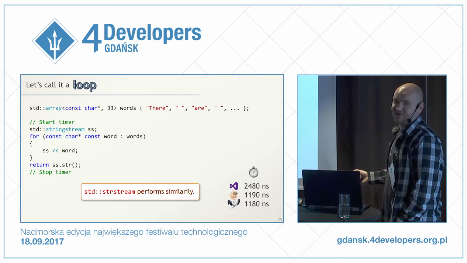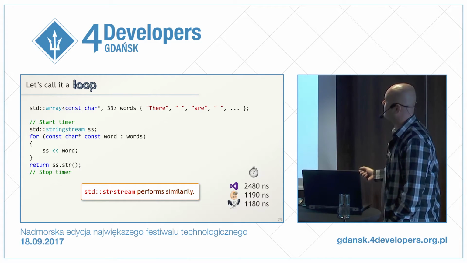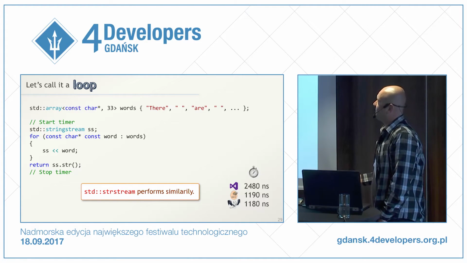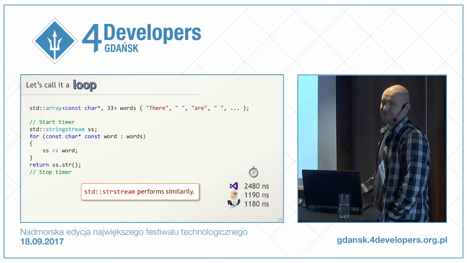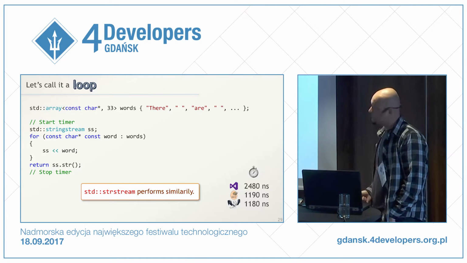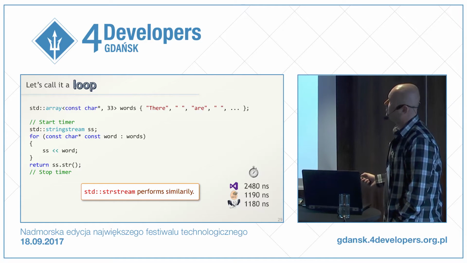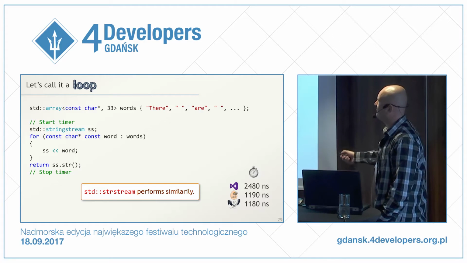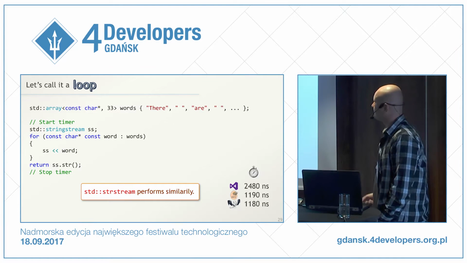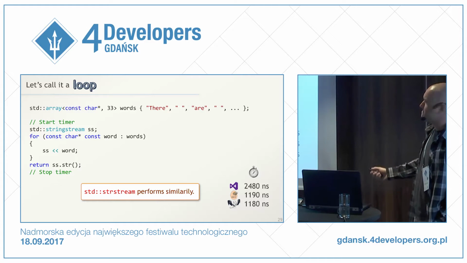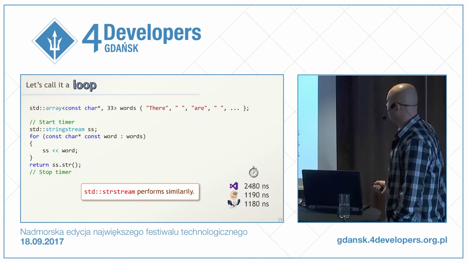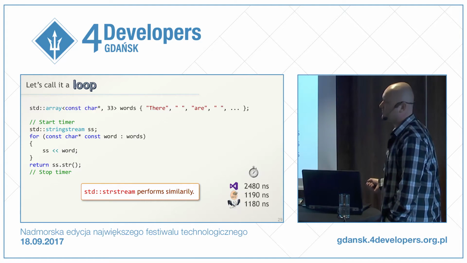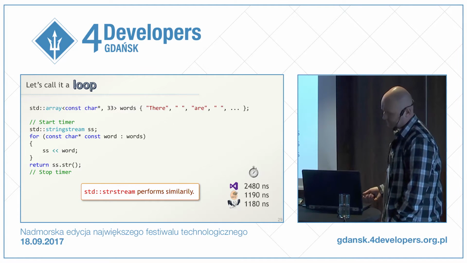Right, we have an array of words, 33 words. We are merging. First we start with string stream. We iterate over the words and just append them one after another. Let's call this a loop, a loop as a model of appending. We have a loop over the words. And the time is interesting, right? 2 microseconds, over 2.5 in Visual Studio. Newest Visual Studio and GCC, 1 microsecond.